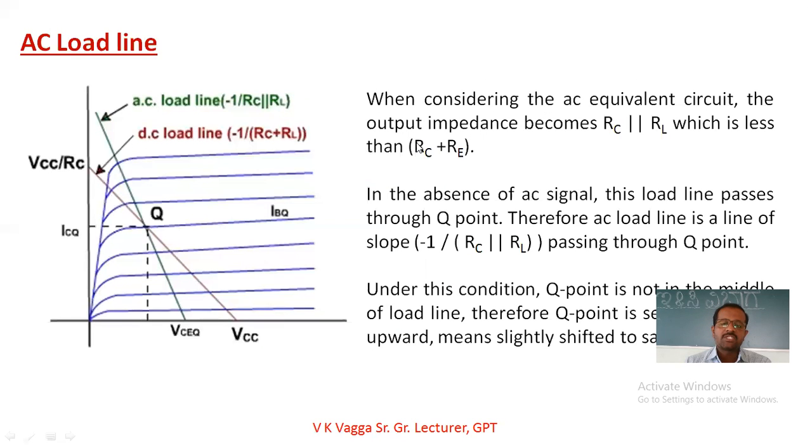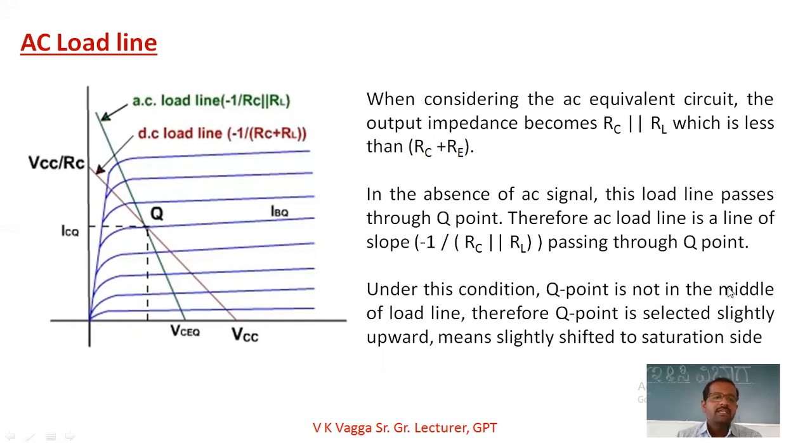So for that purpose, instead of considering RC plus RE, for the AC load analysis we consider the output impedance as RC in parallel with RL. If you take the slope of this line, which is equal to minus 1 divided by RC in parallel with RL, the operating point is not assumed to be at the middle, it is near the saturation here. This is about the AC load line.